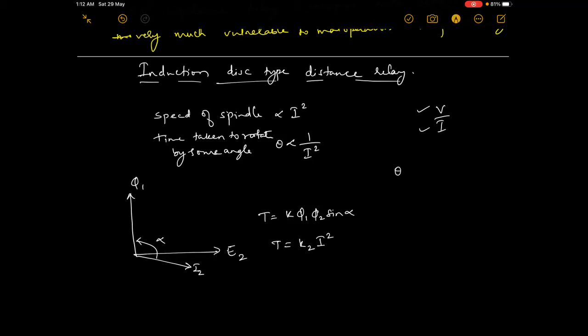Now this theta required to operate is proportional to v square, and the time required to get this theta is proportional to this. So time is inversely proportional to current. More current, less time taken for the disc to rotate and make the contact.